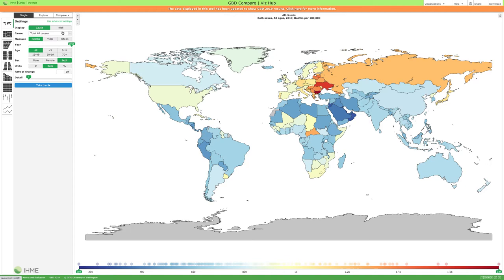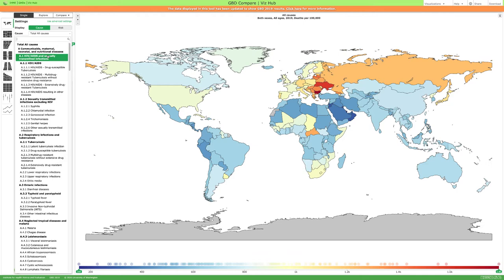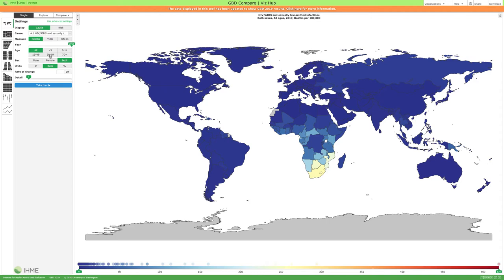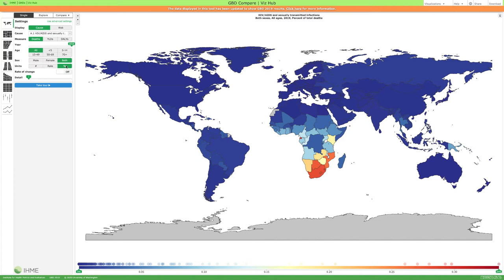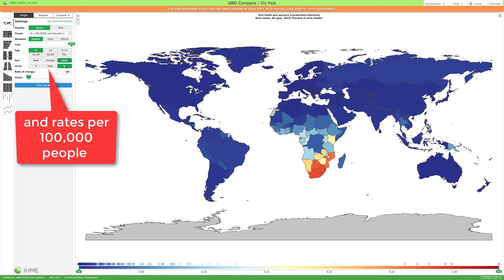But what we can do is look at it in terms of HIV, for example, and that shows us where the hotspots are in terms of deaths. In terms of numbers of deaths, you can see South Africa, and in terms of percentages, again you can see the southern parts of Africa are doing worse than other parts of the world.